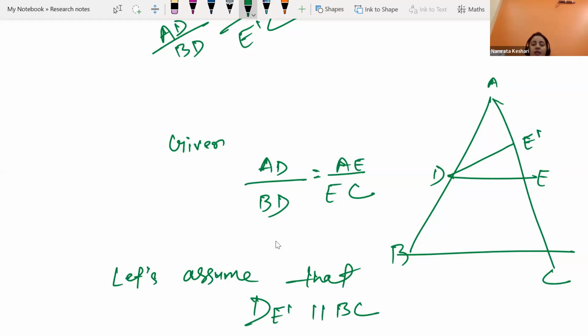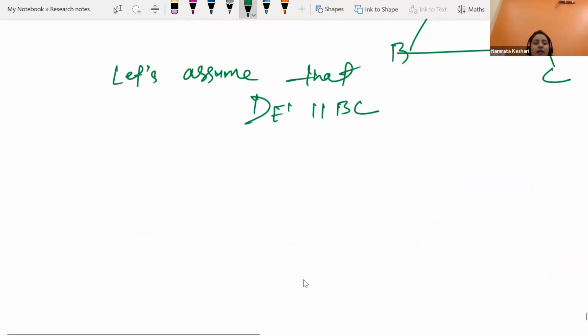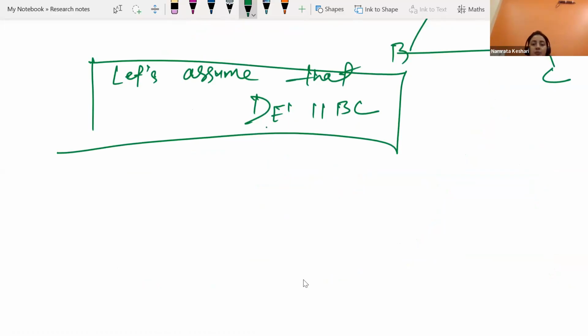Okay, if DE dash is parallel to BC in a triangle, then can we use the basic proportionality theorem over here? Forget about all the story. If you are having a triangle where DE dash is parallel to BC, can we use the basic proportionality theorem? Yes or no? Yes, ma'am. We can use the basic proportionality theorem.